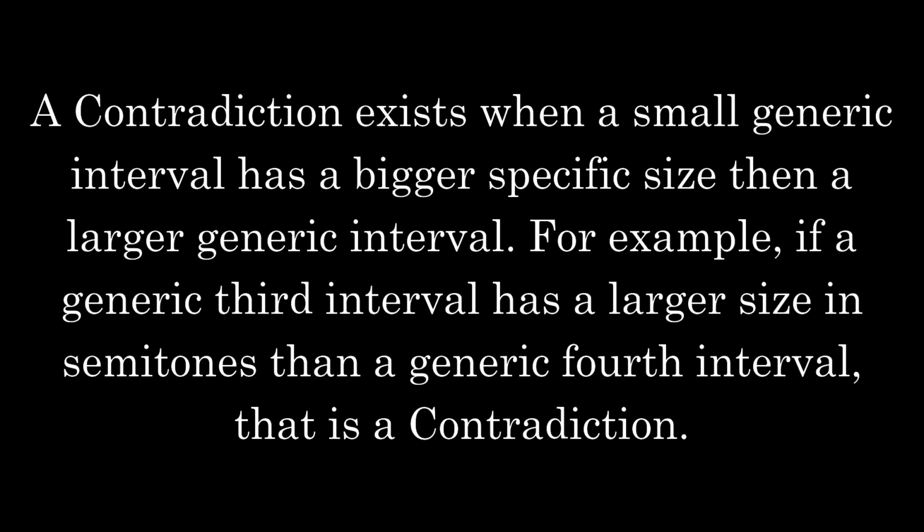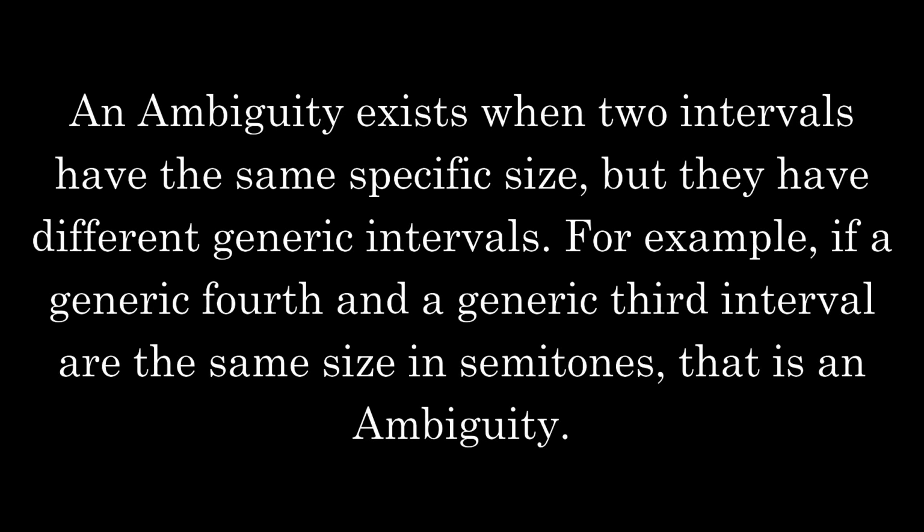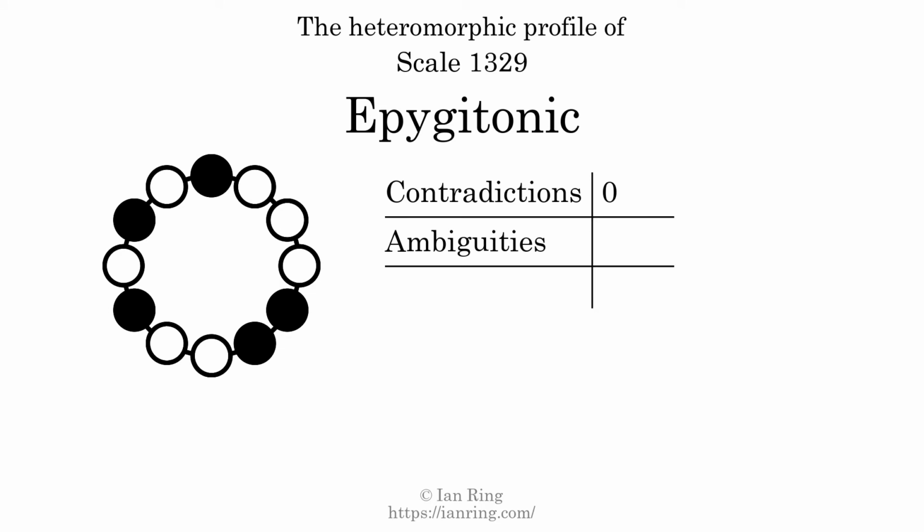A contradiction exists when a small generic interval has a bigger specific size than a larger generic interval. For example, if a generic third interval has a larger size in semitones than a generic fourth interval, that is a contradiction. The number of contradictions in this scale is 0. An ambiguity exists when 2 intervals have the same specific size, but they have different generic intervals. For example, if a generic fourth and a generic third interval are the same size in semitones, that is an ambiguity. The number of ambiguities in this scale is 5.